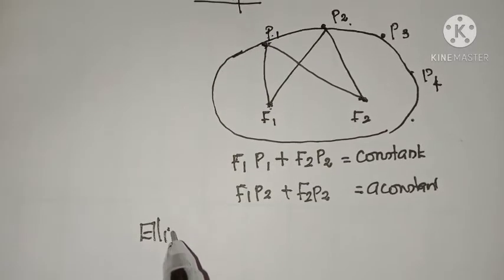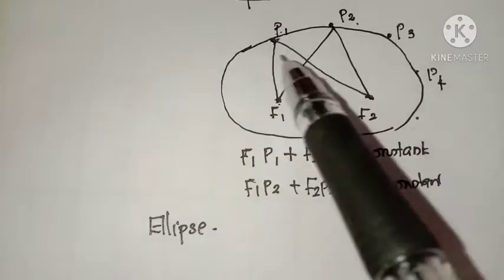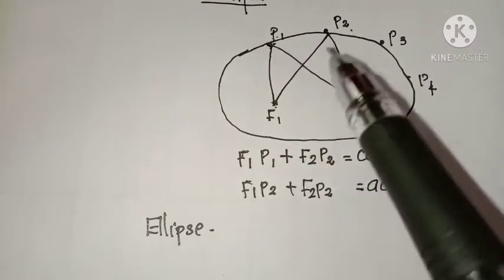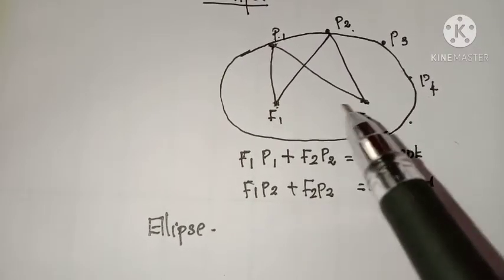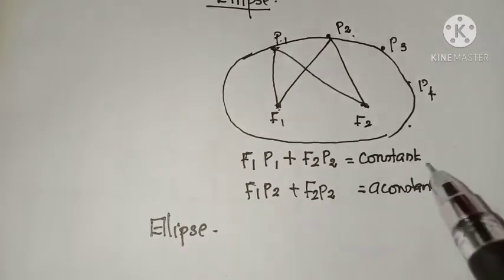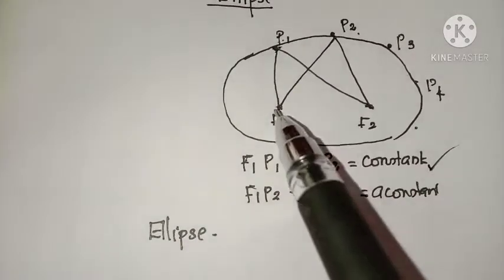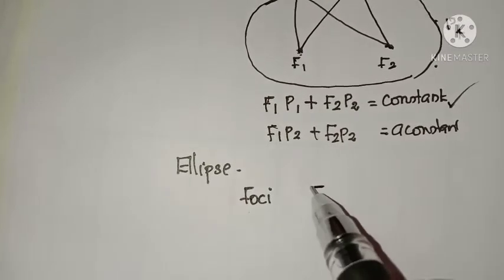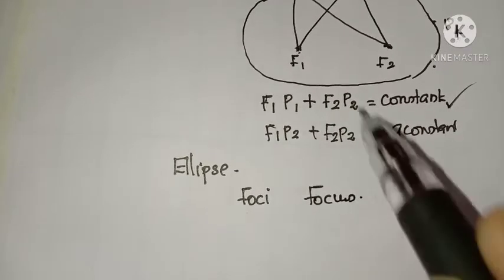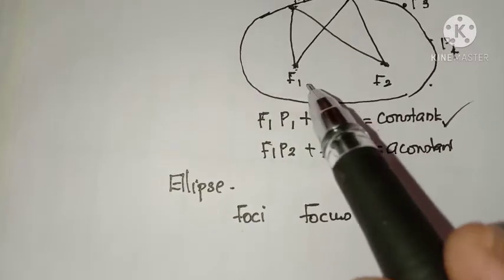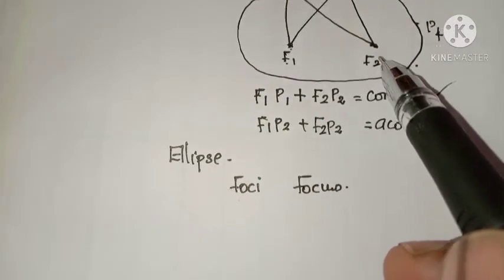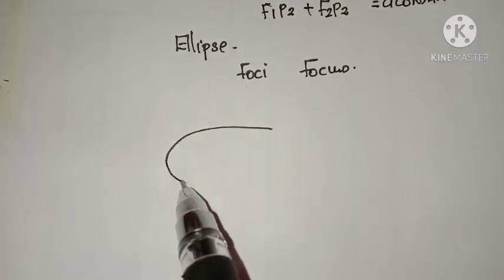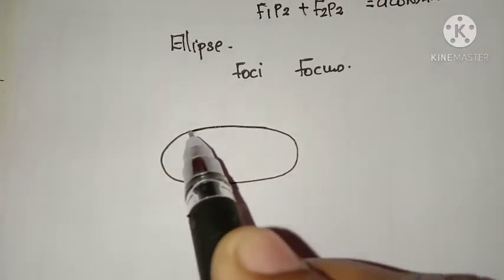Okay, so an ellipse is the set of all points in a plane, the sum of whose distances from two fixed points in the plane is a constant. And listen, these fixed points are called foci. Okay, plural of focus. There are two foci, F1 and F2. So an ellipse is an oval shaped curve.